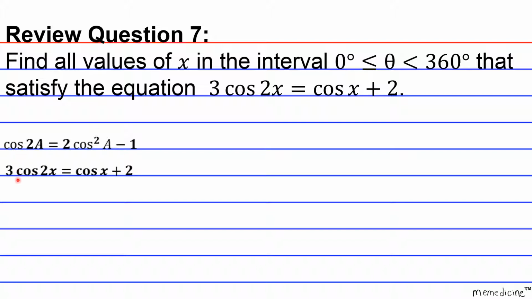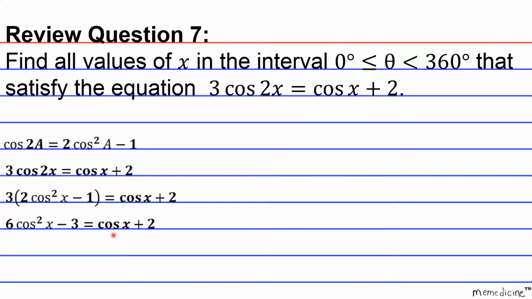So 3 cosine of 2x is equivalent to cosine of x plus 2 is what we're given. Now we need to start substituting this into the equation where we have our 2x. So this becomes 3 times 2 cosine squared of x minus 1 is equivalent to cosine of x plus 2. That then simplifies to this. After you distribute the 3 on the left-hand side, you get 6 cosine squared x minus 3 is equivalent to cosine x plus 2.